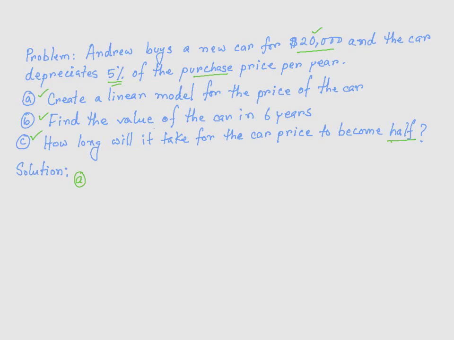Let's do part A. We are going to use y is equal to mt plus b. Please note I have used t here as opposed to x, just to indicate that we are dealing with time here. So my assumption is t is time in years, which is the independent variable, and y is the price of the car after t years.